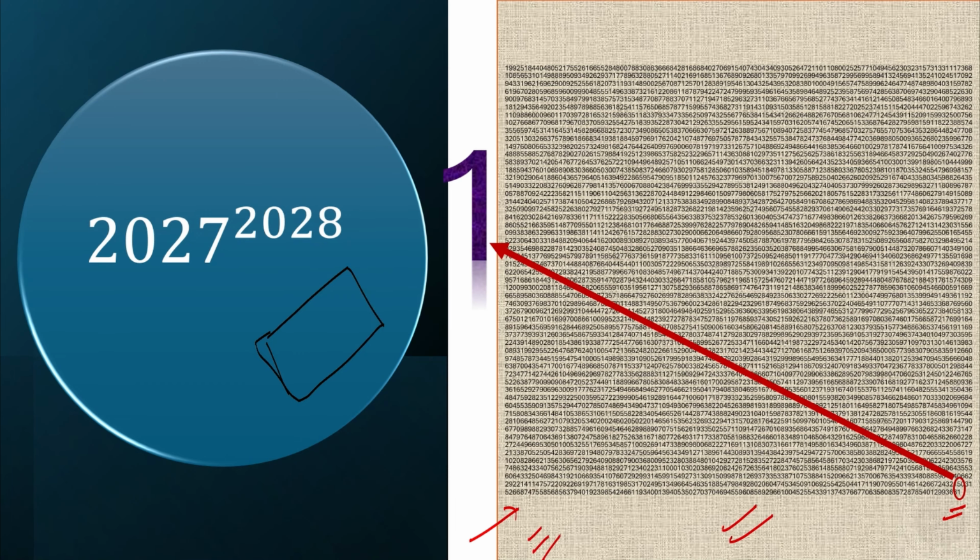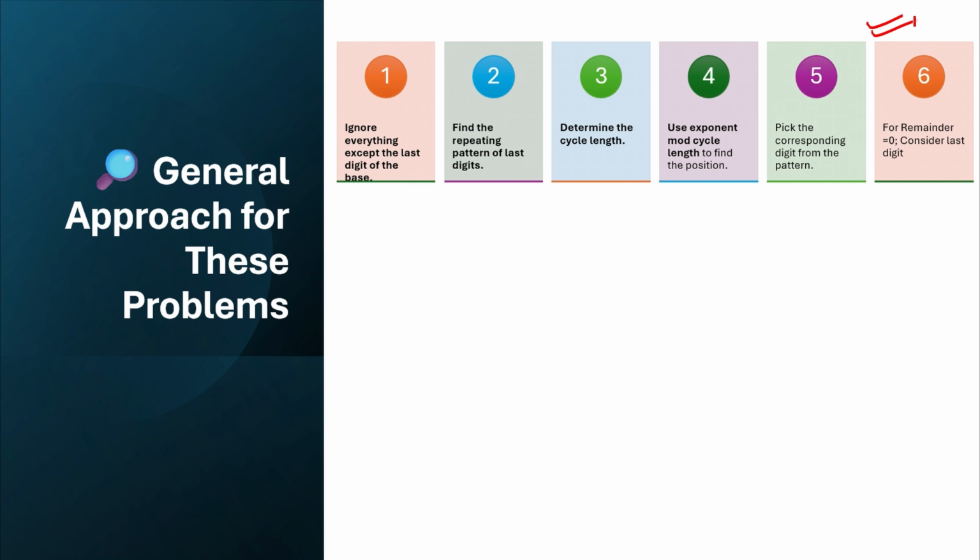The answer is no. We have just 6 steps to get to the last digit of whatever big number it is. So let's consider for our case the number 2027 raised to the power 2021. The first step is to ignore everything except the last digit of the base. So our last digit is 7.